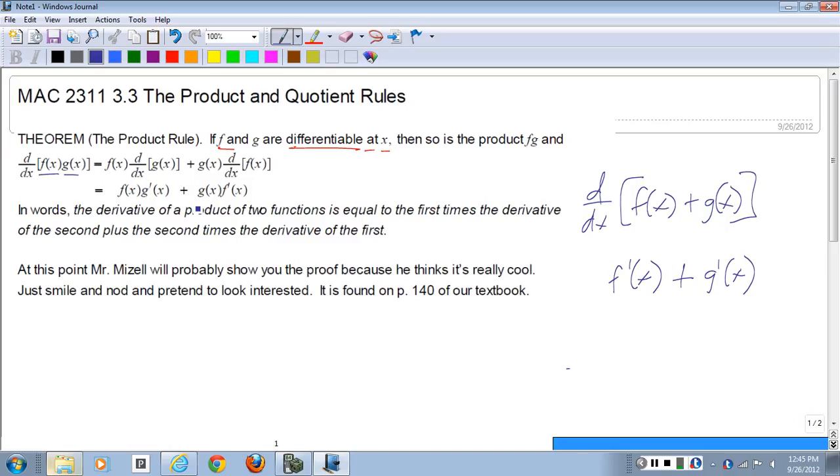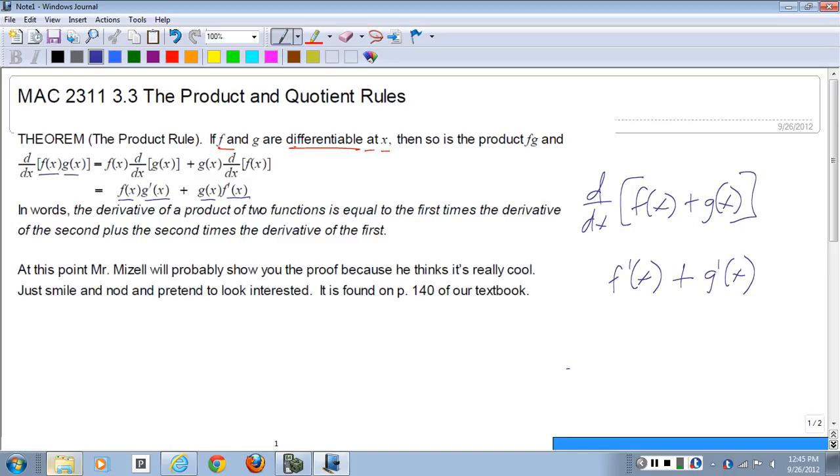Usually we like to say it in words because it's easier to remember. So the way I have it written here, it's the first times the derivative of the second plus the second times the derivative of the first. That is the product rule. The first function times the derivative of the second plus the second function times the derivative of the first.